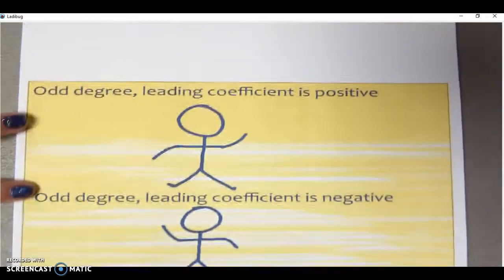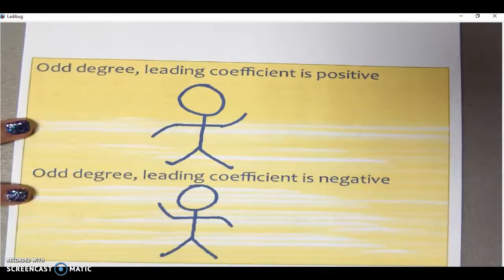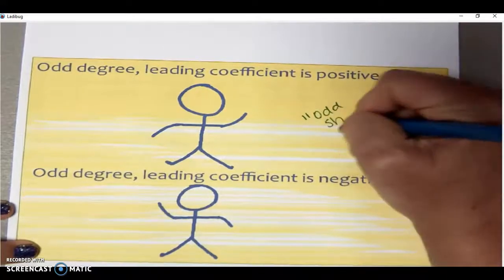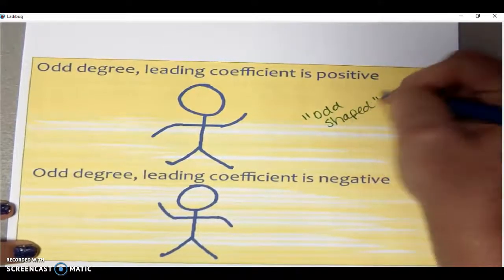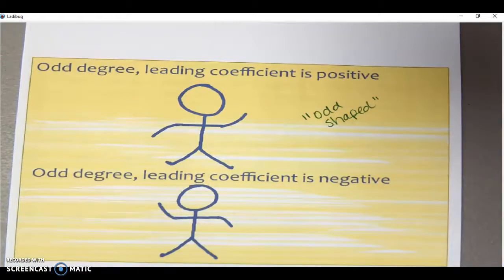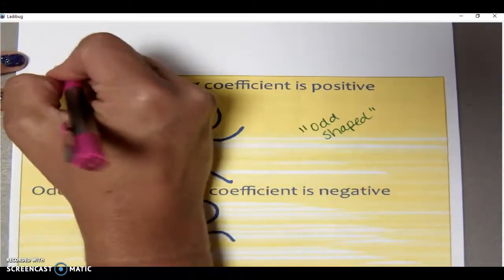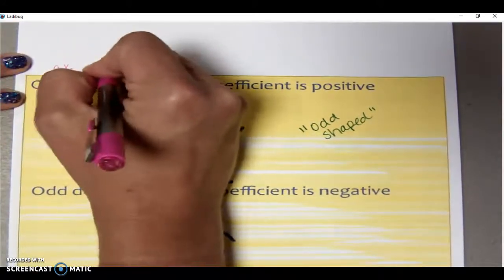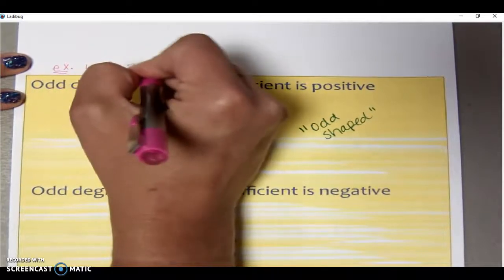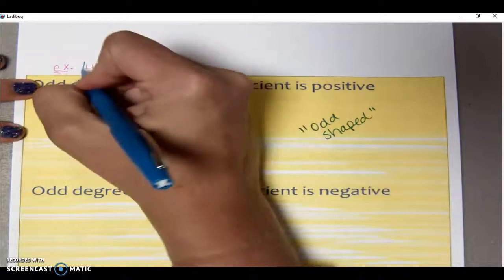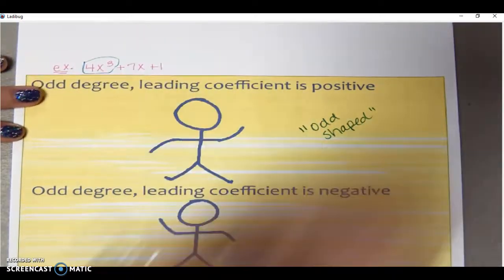Then if we have an odd degree, think about that meaning it's going to be odd shaped. So that means one side's going to go up and one side's going to go down. Depending on the leading coefficient is which way it's going to go. So for example, we have 4x to the 3rd plus 7x plus 1. So 4x to the 3rd is my highest exponent here.